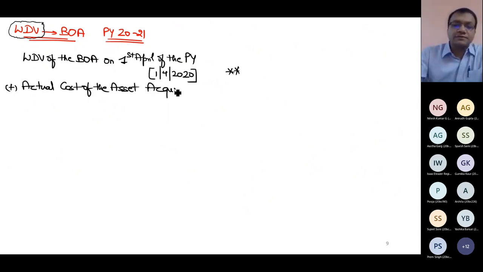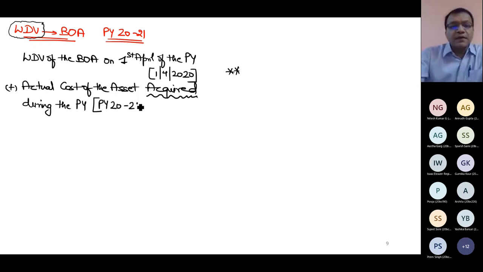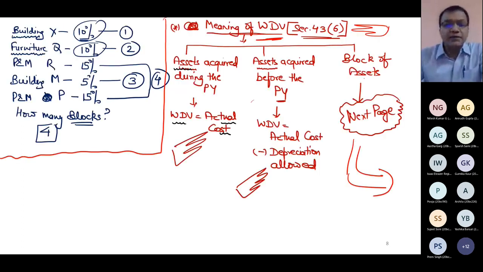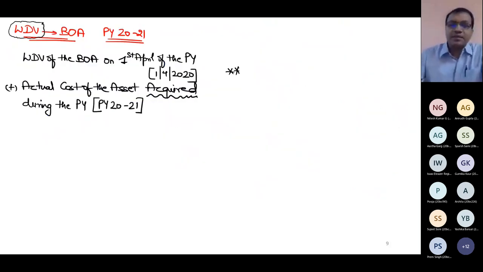acquired during the previous year. So what is your previous year? 2020. So all the assets which you have acquired in this previous year, you add it. So technically you are not adding actual cost, you are adding what? WDV. But that is equal. If you call it actual cost or WDV, there is no change. You add it.